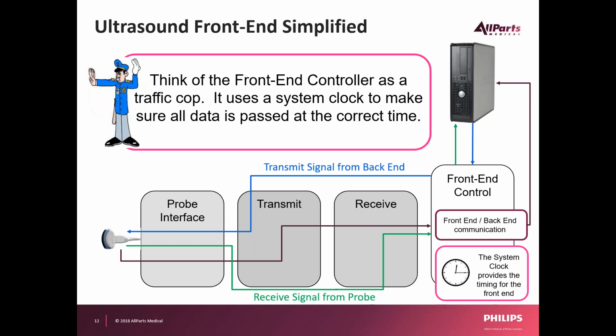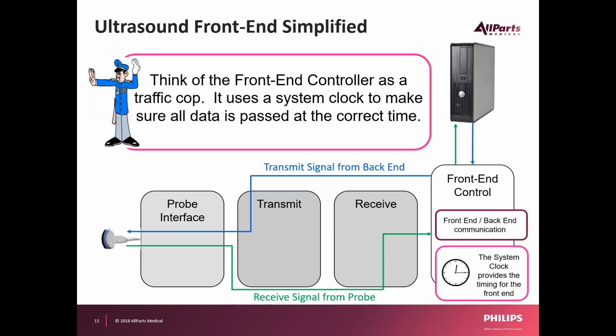So if we pull the concept of a front end together and try to simplify it a little bit, we can think of the front end controller as a traffic cop, and it uses a system clock to make sure all the data is passed at the correct time. We have a probe plugged into a probe interface board of some kind. We have a transmit and a receive side. Whether they're on the same board or separate doesn't matter.